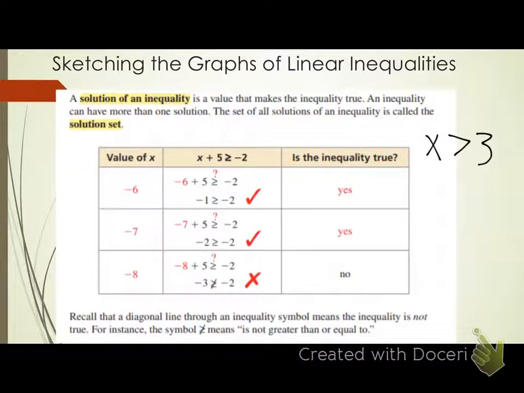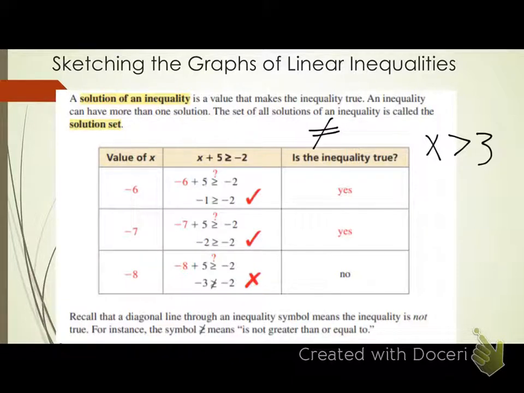Okay, they plug in -8. -8 plus 5 is -3. Is -3 greater than or equal to -2? No. That's why they have a slash through the greater than or equal to. That's what this paragraph at the bottom is talking about. Just like if I have a slash through an equal sign, that means it's not equal to, right? This is saying -3 is not greater than or equal to -2. So since it gave me a false statement, -8 is not a solution of the inequality. Does that make sense?